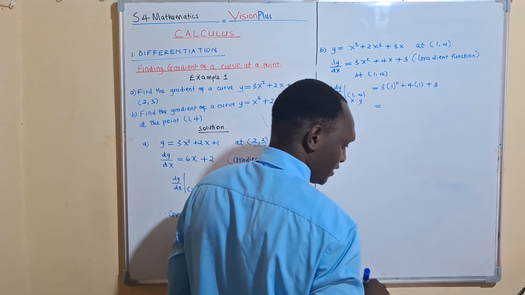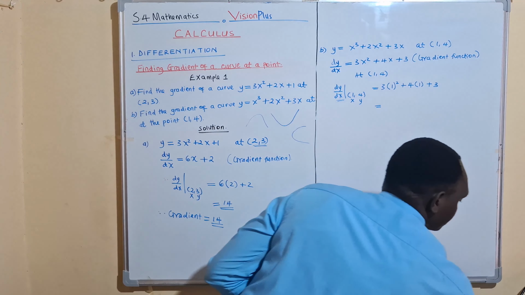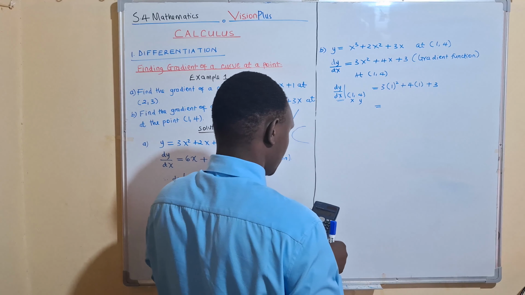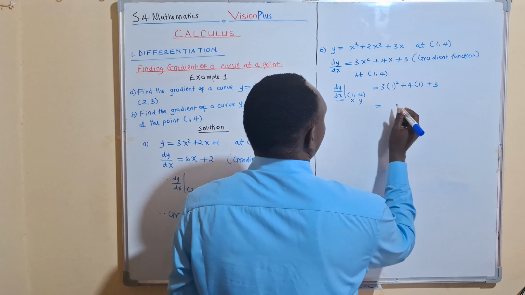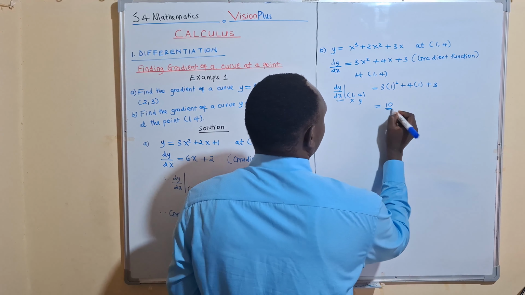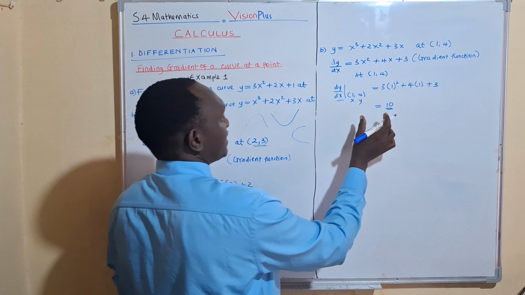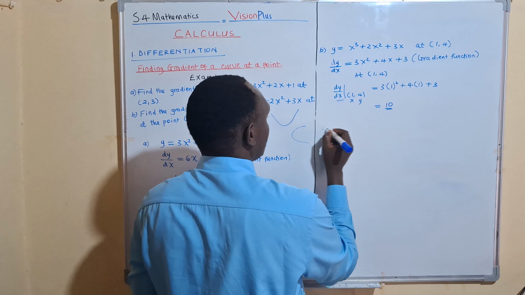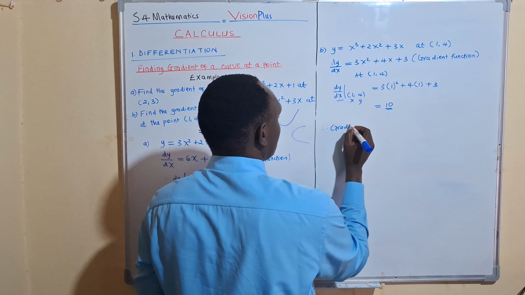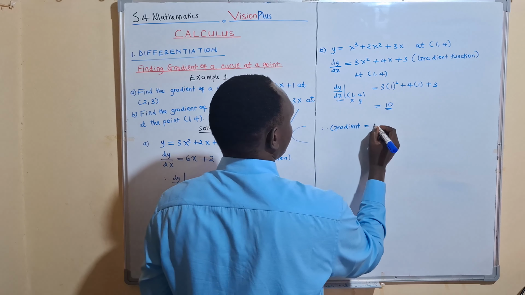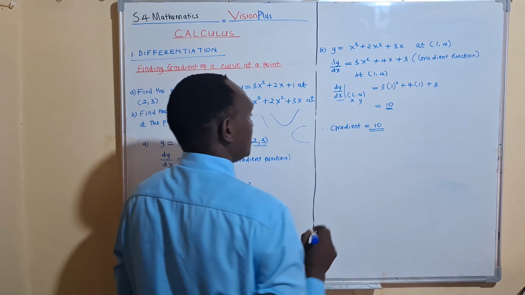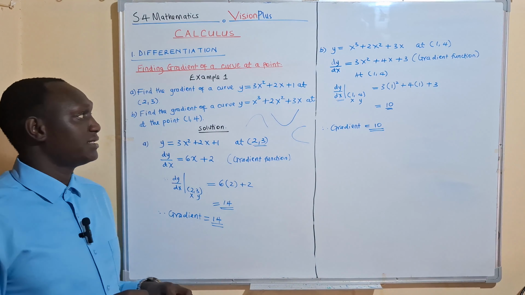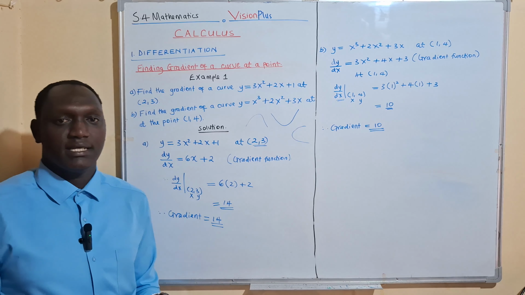You can even use a calculator. 3 times 1 squared plus 4, 3 plus 4 plus 3. I'm getting 10. So 10 is the gradient of this curve at the point 1 and 4. Therefore, the gradient equals 10. And simply, this is the answer for part B, and that is how we find the gradients of curves at given points.